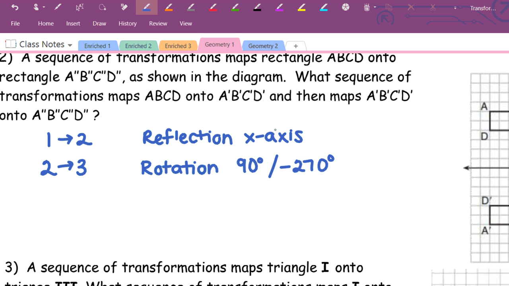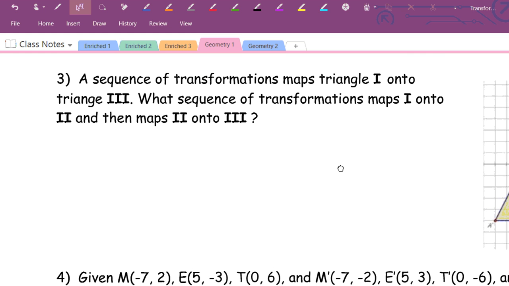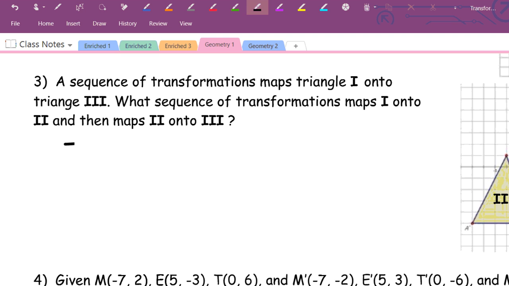Next one up, write a sequence of transformations that match triangle 1 to triangle 3. We need to list out what that would be. So take a look at what's there. Focus on going from 1 to 2 in the beginning. Hands up, please, when you can tell me how I could get from 1 to 2. Just focus on moving that triangle from position 1 to position 2. You can deal with the other parts later.